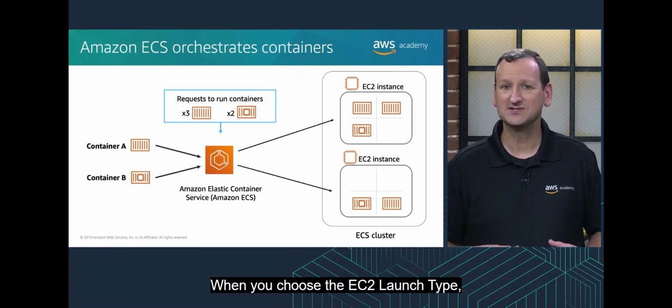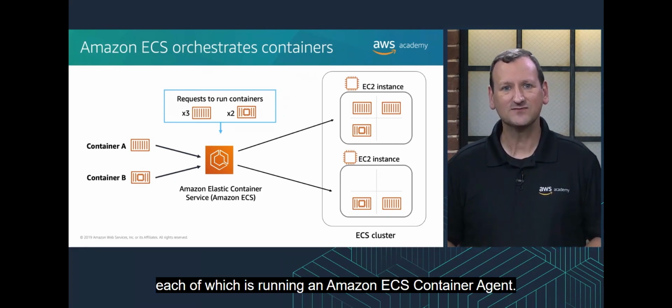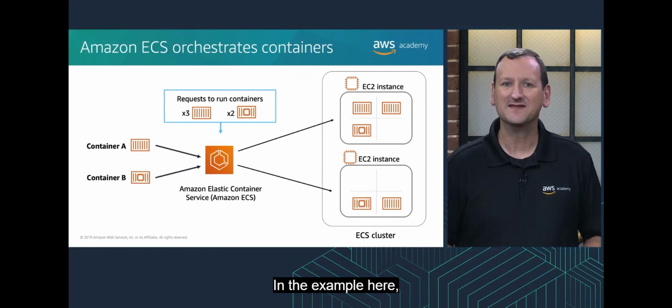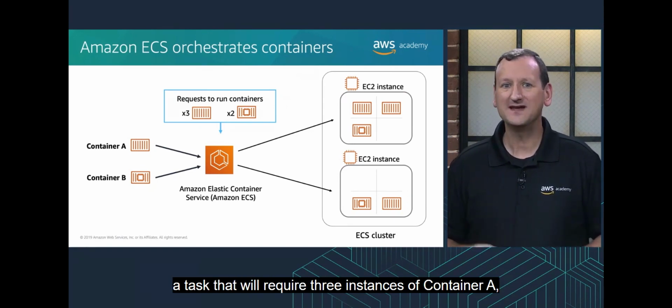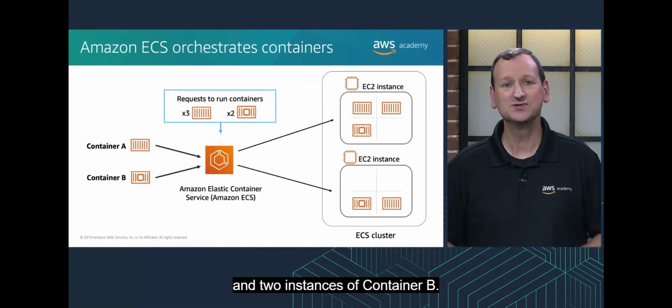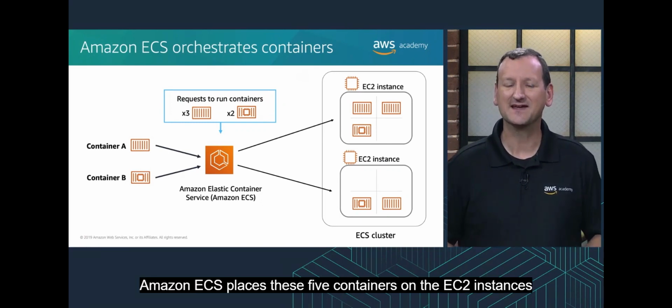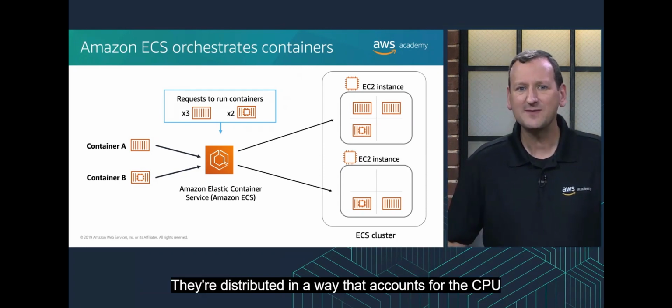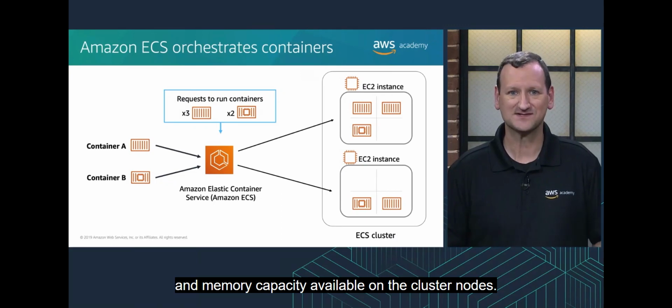When you choose the EC2 launch type, the cluster consists of a group of EC2 instances, each of which is running an Amazon ECS container agent. In the example here, the Amazon ECS Task Scheduler has received a request to run a task that will require 3 instances of container A and 2 instances of container B. Amazon ECS places these 5 containers on the EC2 instances in the ECS cluster. They're distributed in a way that accounts for the CPU and memory capacity available on the cluster nodes.